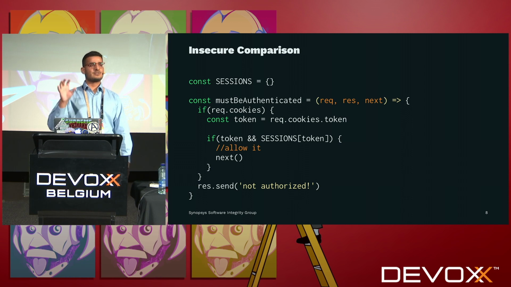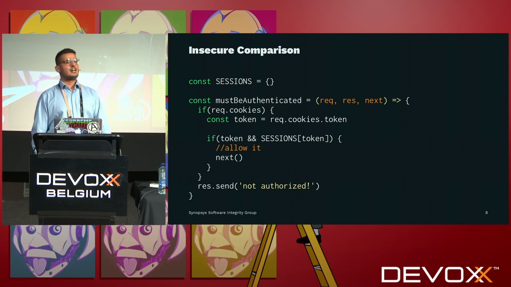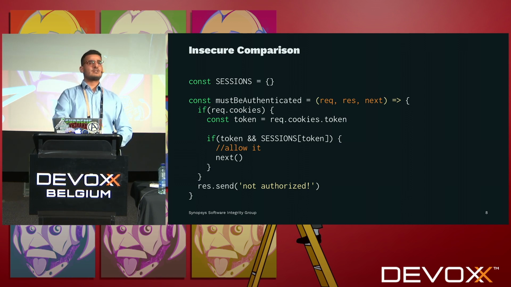Up here we have this sessions object, which was essentially an in-memory store used by the developers on this Internet of Things device. And mustBeAuthenticated was this middleware that would take a request, a response, and a callback called next. It would check: if the request has cookies, great, get me the cookie that's called token. Make sure that token exists, and then make sure that token is inside the sessions object. If it exists and it's inside my object, allow it. You're authenticated because it's a secret that I know, and I'm comparing against it.